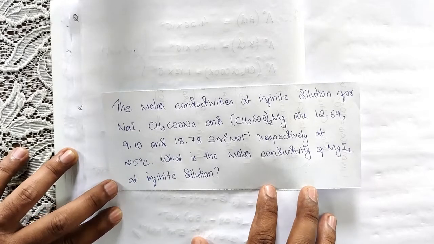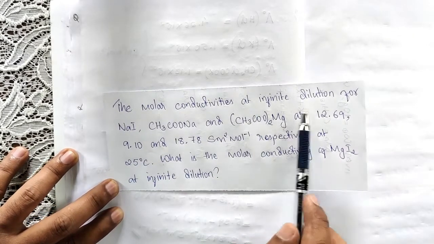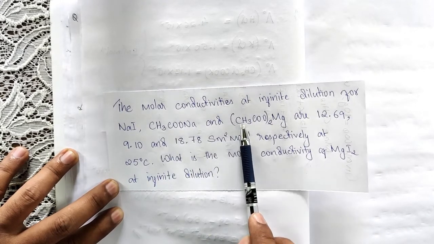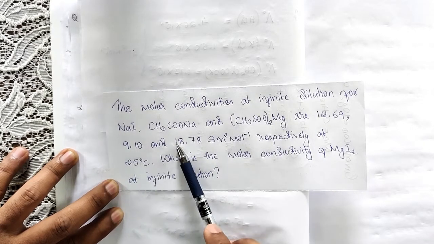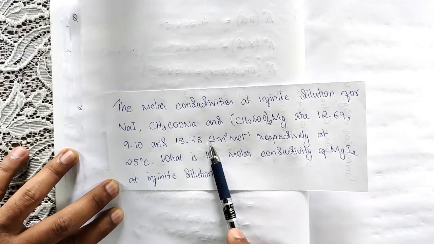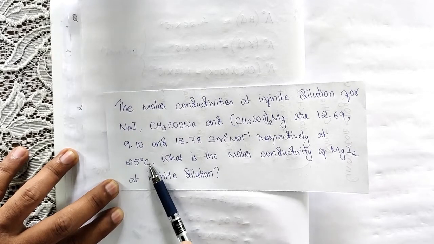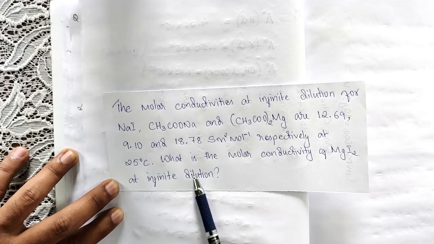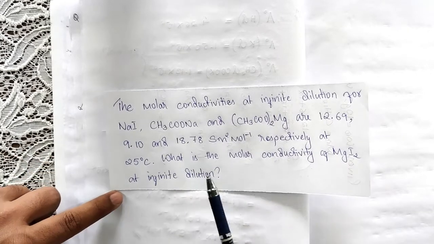So let's go to our next question out here. The molar conductivities at infinite dilution for NaI, CH3COONa and (CH3COO)2Mg are 12.69, 9.10 and 18.78 Siemens meter square per mole respectively at 25 degrees Celsius. What is the molar conductivity of MgI2 at infinite dilution? So now first of all, I will write down the given again.